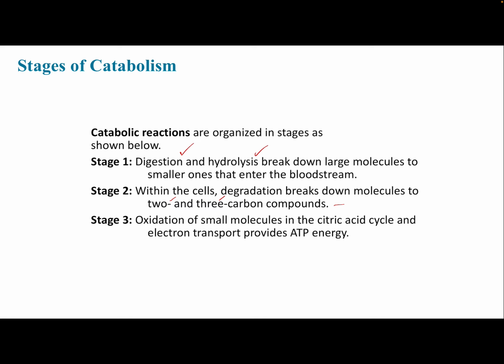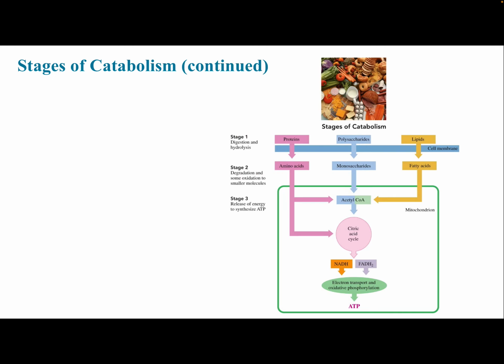And then stage 3 would be oxidation of these molecules. This goes through the citric acid cycle and the electron transport chain to actually turn that energy into ATP, which is something that we could use. Now, there is a lot of energy also being released as heat, and we'll talk about that towards the end. So in the 3 stages of catabolism, large molecules from foods are digested and degraded to provide smaller molecules that can be oxidized to produce energy.